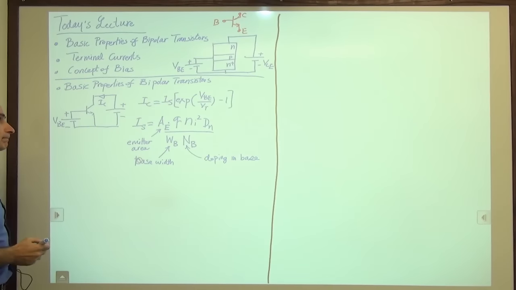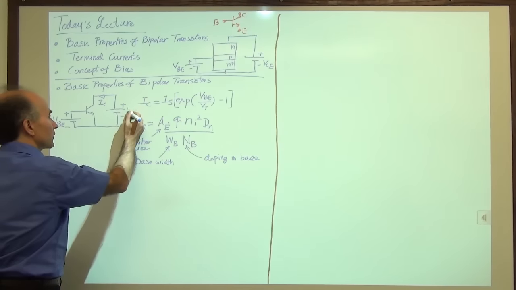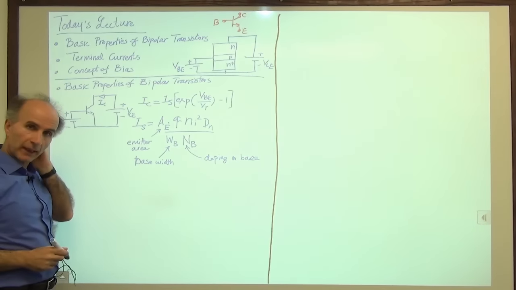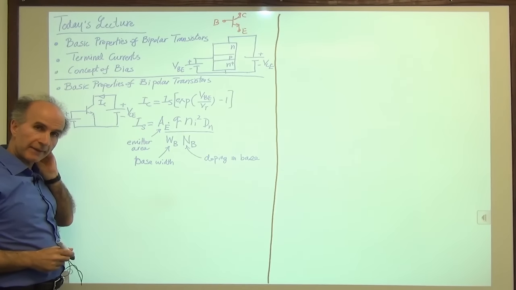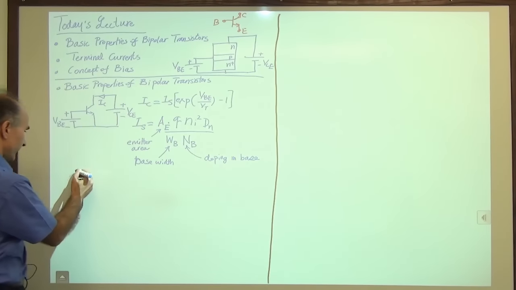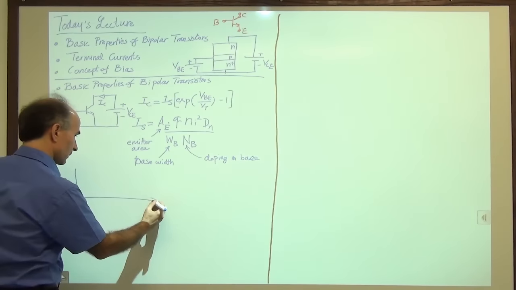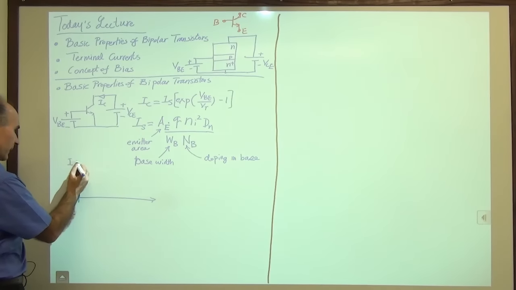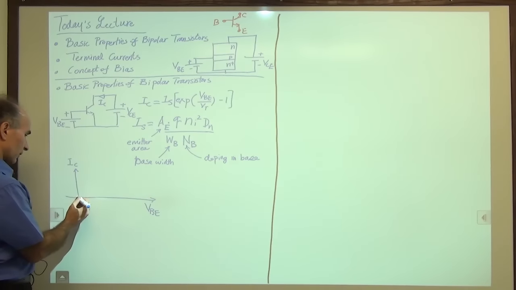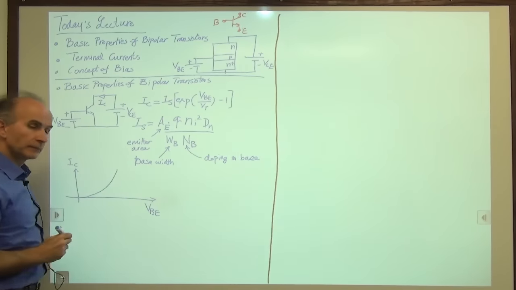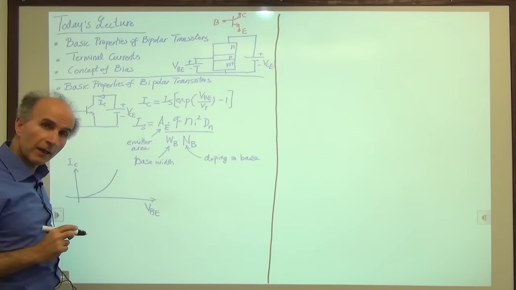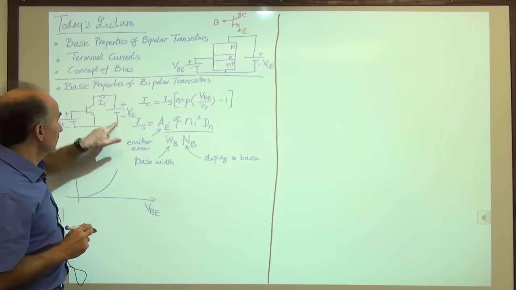But I also have another voltage here, VCE. All right, so let's go ahead and plot IC as a function of VBE. IC as a function of VBE. So here's IC as a function of VBE. Well, it's an exponential, so it goes like this. But in this test, what am I assuming about the collector emitter voltage?